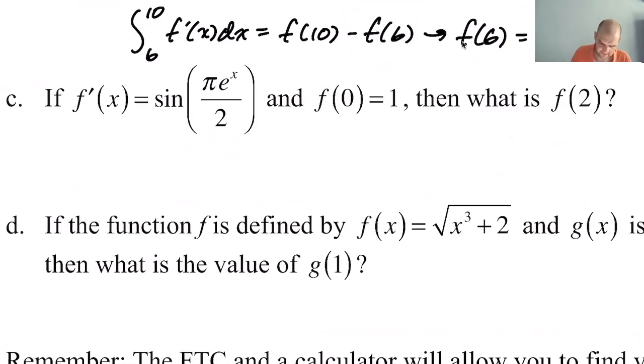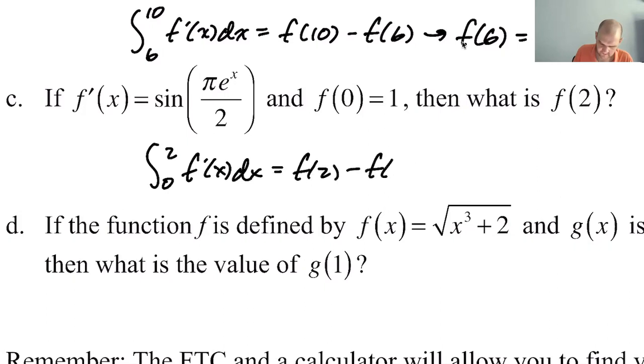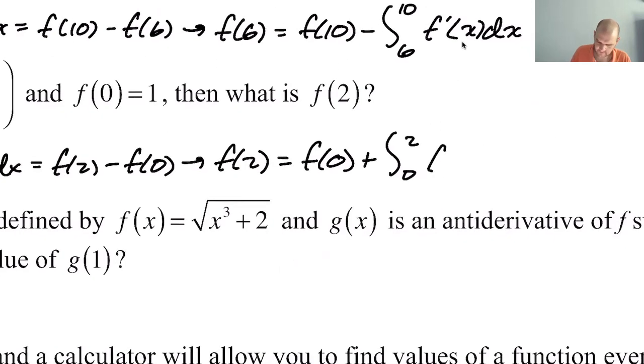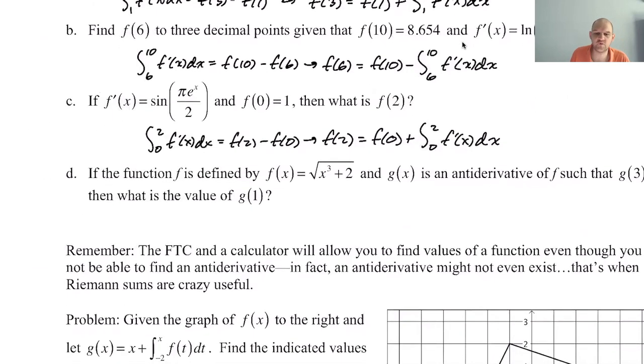So F prime is this, F of 0, F of 2. All right, so the integral from 0 to 2 of F prime of x dx is F of 2 minus F of 0. We want F of 2. So F of 2 is where you started, which is F of 0, plus your displacement, the integral from 0 to 2 of F prime of x dx. They're all just writing down the fundamental theorem and rearranging it.